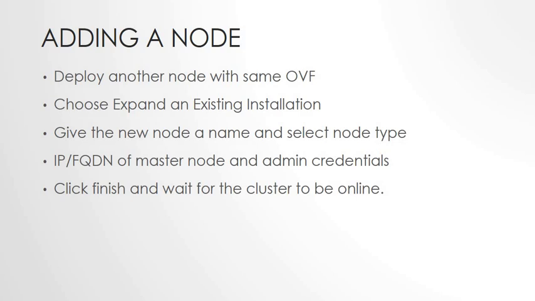You should deploy another node with the same OVF that we used initially in this video. Once you've deployed your node, browse the URL of your newly deployed node and choose Expand an existing installation. Give this new node a name and select the node type. Then give the IP and FQDN of the master node and admin credentials, click Finish and wait for the cluster to be completely online. It is recommended that all nodes be added before the cluster is originally started. However, you can also add a node to an existing running instance as this is also supported and it works well. The process is completely the same.